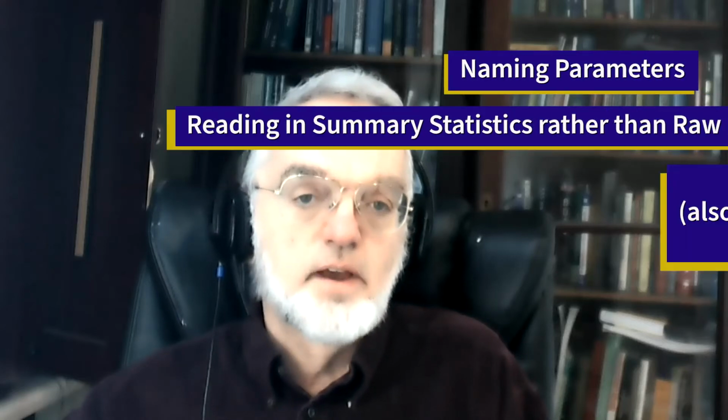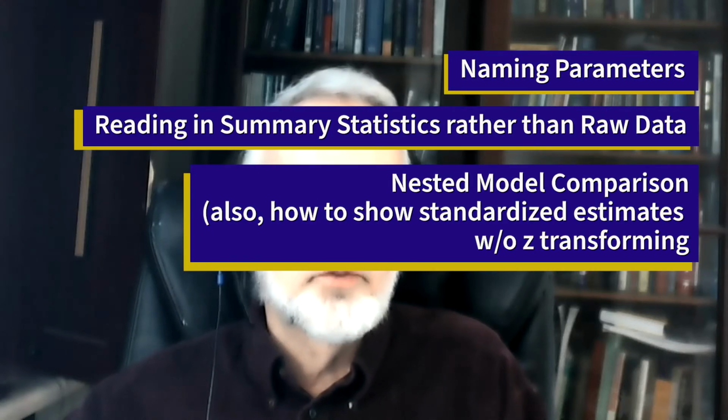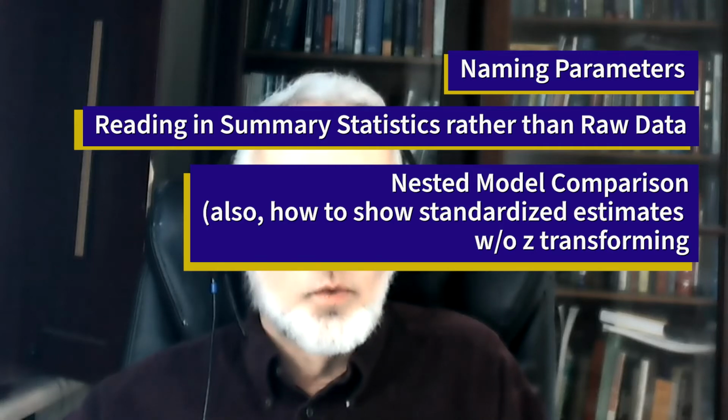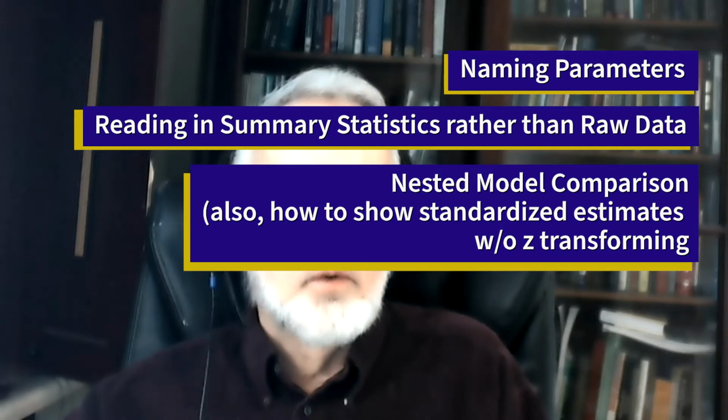Hello there. We're going to continue our adventures with Onyx, this time considering a two-predictor regression model. And in order to build on our skill set, we're going to do a few new things in Onyx that we didn't do last time, such as giving specific names to the parameters in our structural model, reading in summary statistics rather than the raw data, and comparing models.